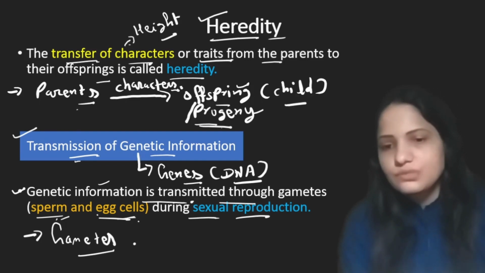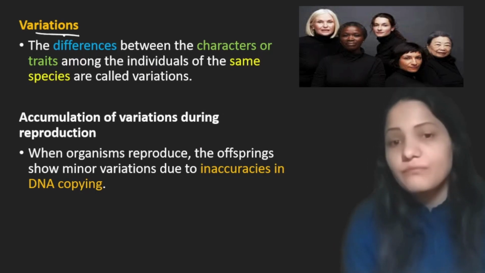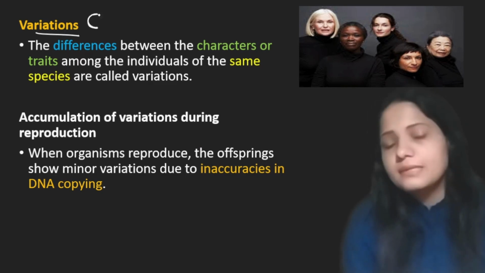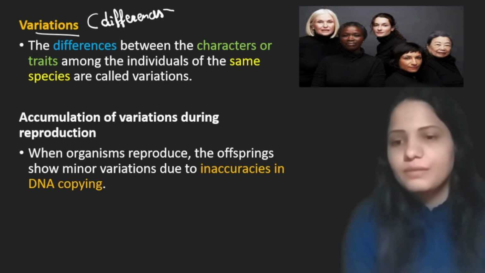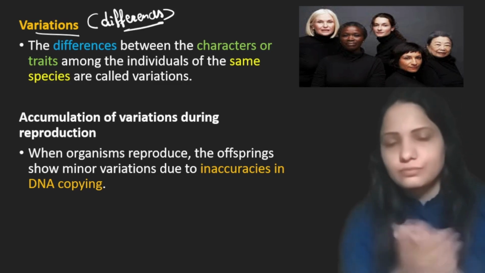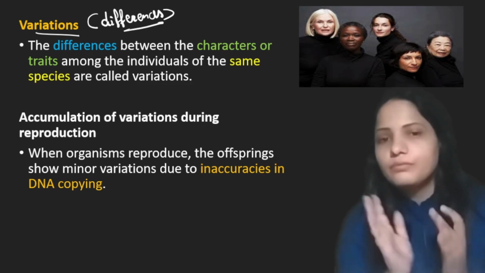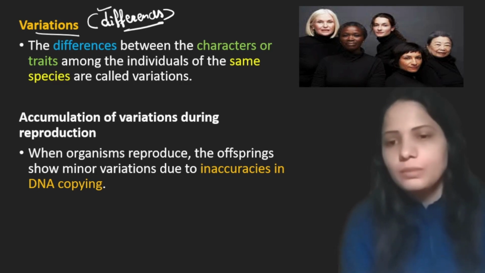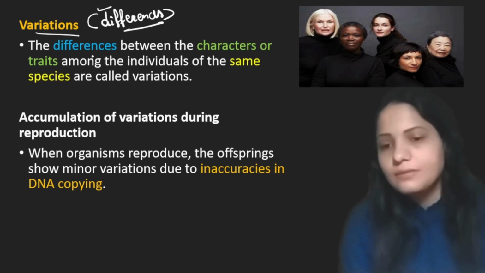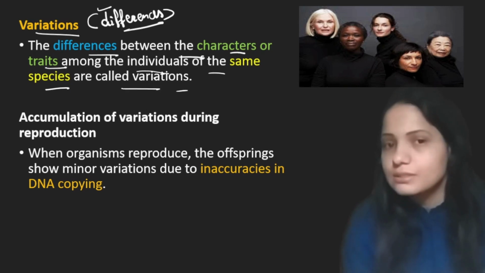Now next we have another important term, variations. What is variation? Variation in very simple terms is the differences. We can write here, variations are the differences. Now we have to remember this word, differences, and everyone knows what we understand from this term. Variations are the differences between the characters or traits among the individuals of the same species.